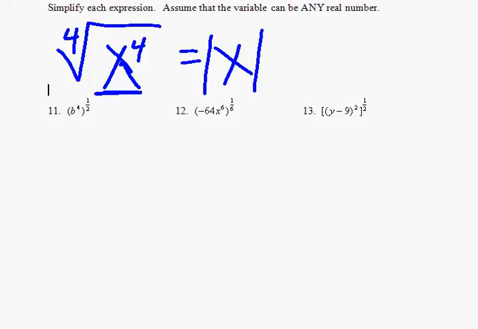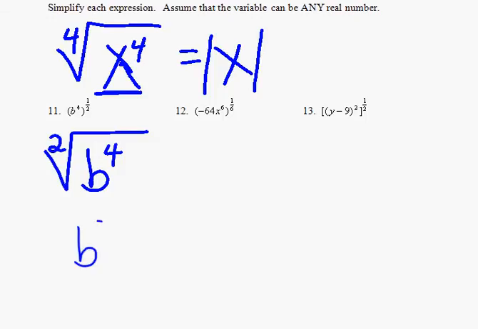Okay, on to number 11. I have b to the fourth power raised to the 1/2 power. 1/2 power, remember, is a square root, so that's the square root of b to the fourth power. Remember, that's an index of 2. We don't write it there, but that's what it is. And so to figure out the answer, I take this power and divide by the index. 4 divided by 2 is 2, and I get b squared. Don't need an absolute value because I have even, even, even. I only need the absolute value sign when I have even, even, odd.